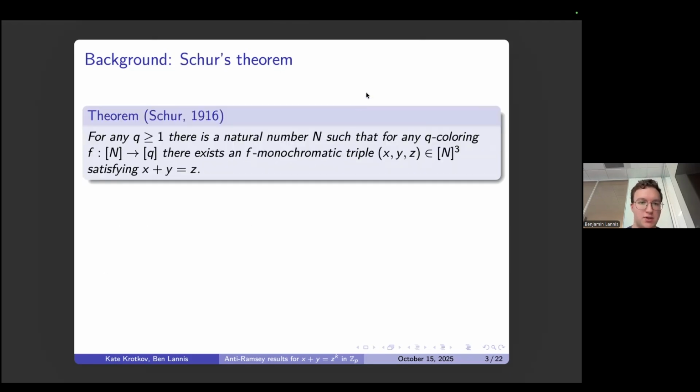Here's a well-known example. Schur's theorem is often taught to undergraduates in a first combinatorics class. And it's basically saying that no matter how I color the natural numbers using a palette of Q colors, I'll be able to find a monochromatic triple x, y, z such that it satisfies Schur's equation, which is x plus y equals z.